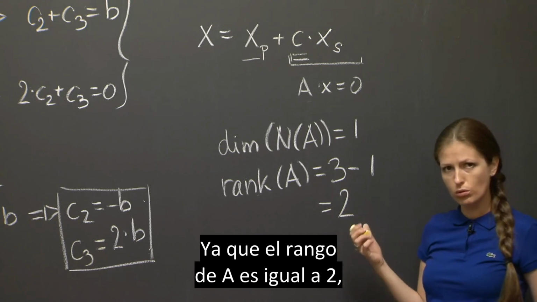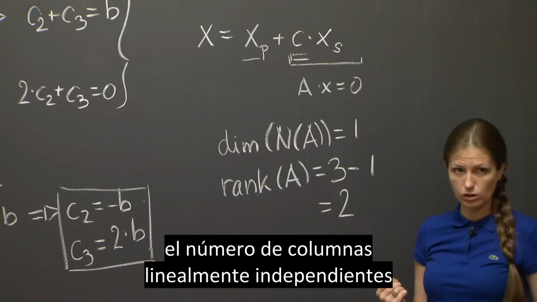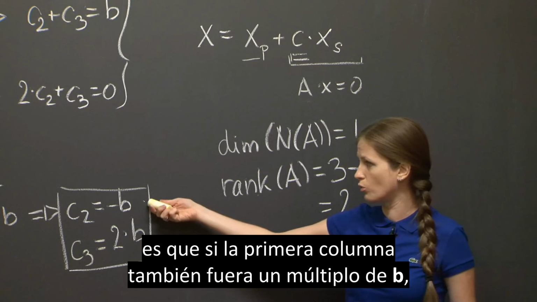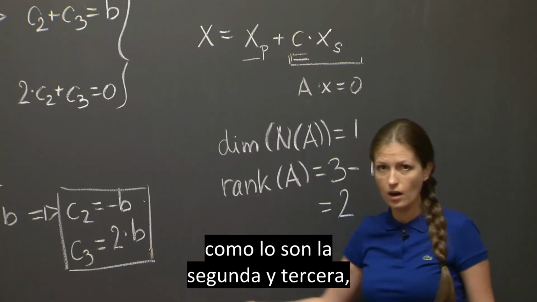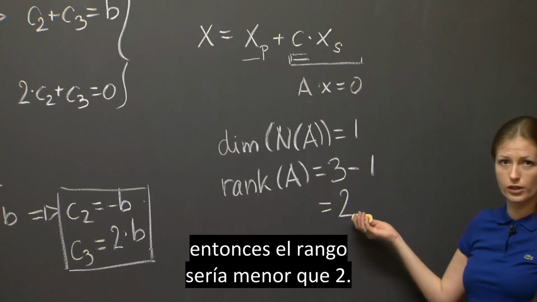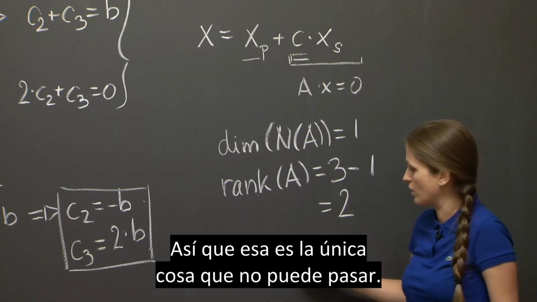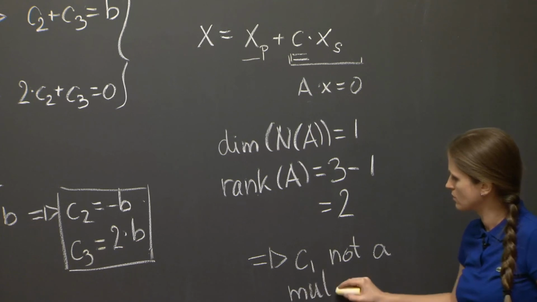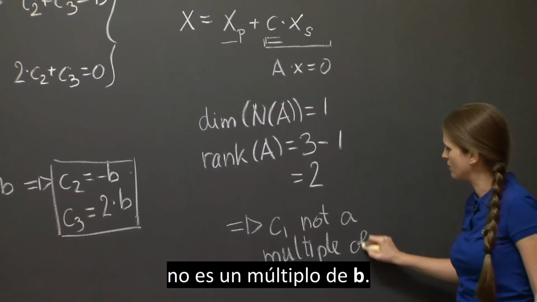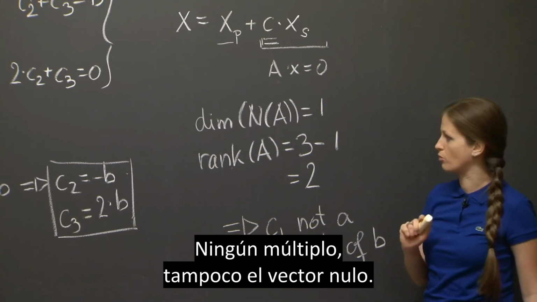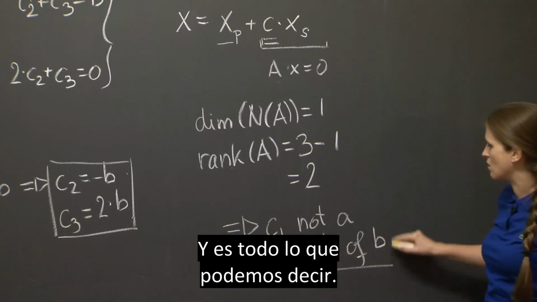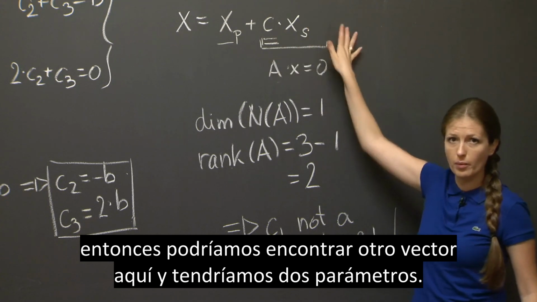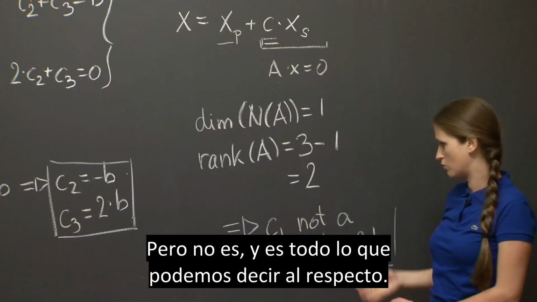As the rank of A is equal to 2, the number of linearly independent columns needs to be 2 as well. So the only thing that we can say at this point is that if the first column was also a multiple of b, as the second and the third are, then the rank would be smaller than 2. So that is the only thing that cannot happen. So C1 is not a multiple of b. Not any multiple, including not a 0 multiple. And that's pretty much everything we can say. If it was some other multiple of it, then we would be able to find some other vector here, and we would have 2 parameters. But it's not, and this is everything that we can say about it.